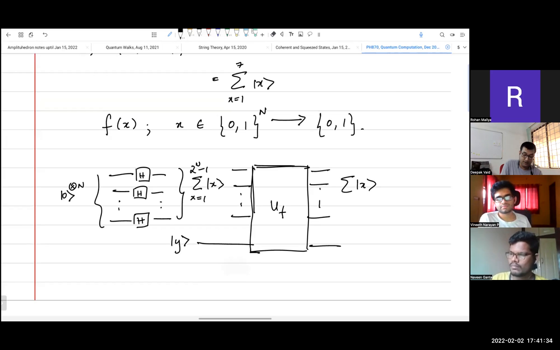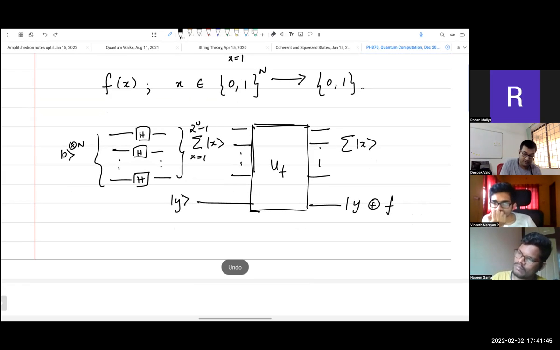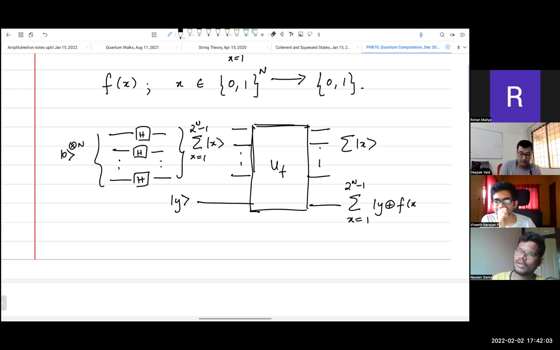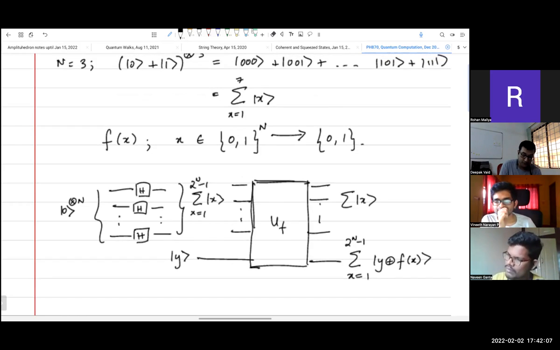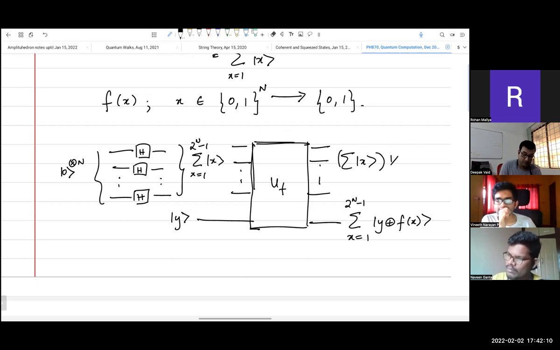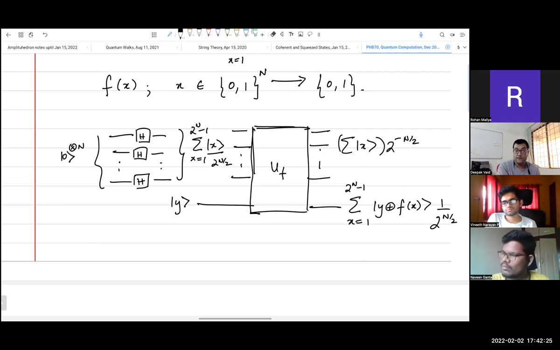This is a unitary. And we get y XOR f of x. Well, not f of x, my bad. I should be careful. We get the sum over x from 0 to 2 to the n minus 1 of x, and y XOR f of x. And this factor of 2 to the minus n by 2, let me not forget that. Okay, that is also important.